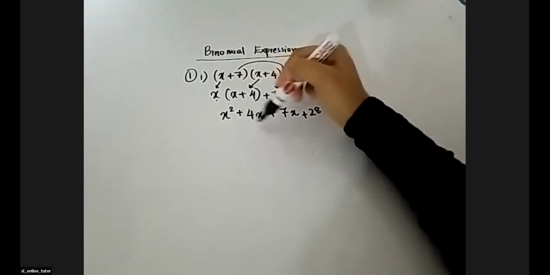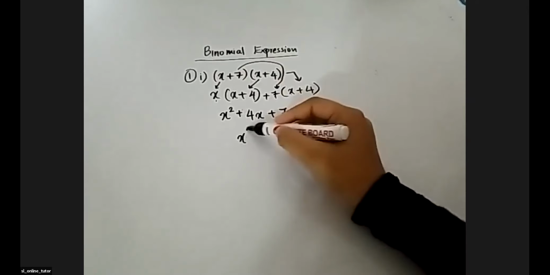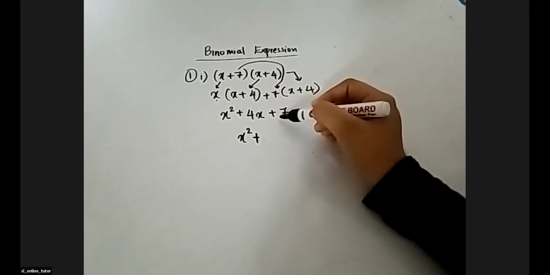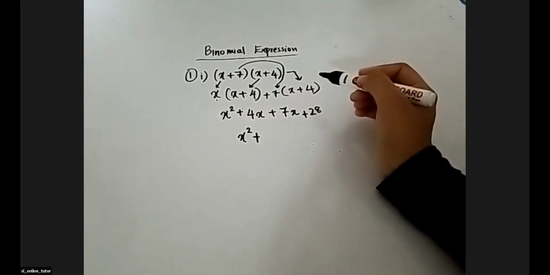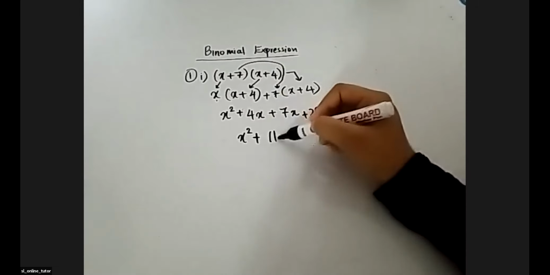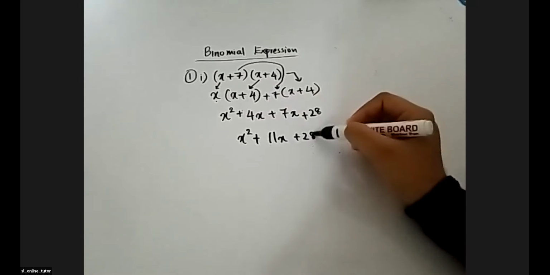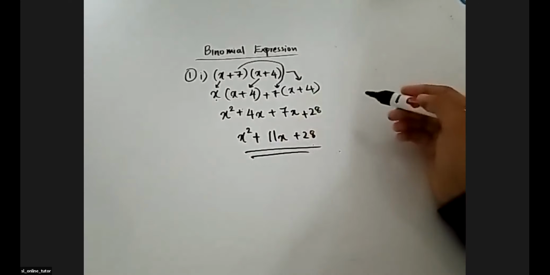Now you can see the like terms are there. When like terms are there, you can add them, right? Then you are getting how much? 7 plus 4, 11x plus 28. So this should be your final answer.